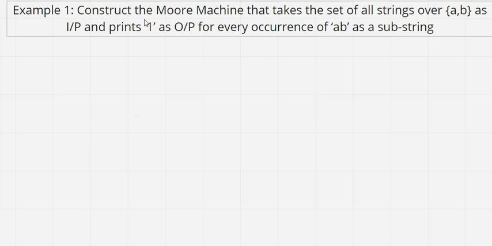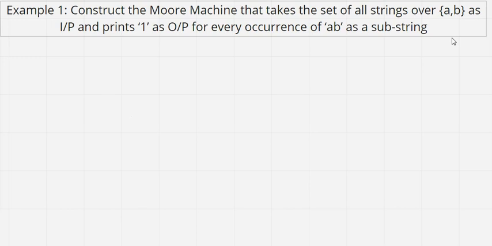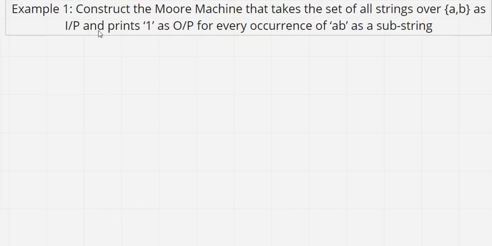The example says you have to construct a Moore machine that takes the set of all strings over a, b as input. Here a and b will be the input symbols, and the machine prints 1 as output for every occurrence of ab.